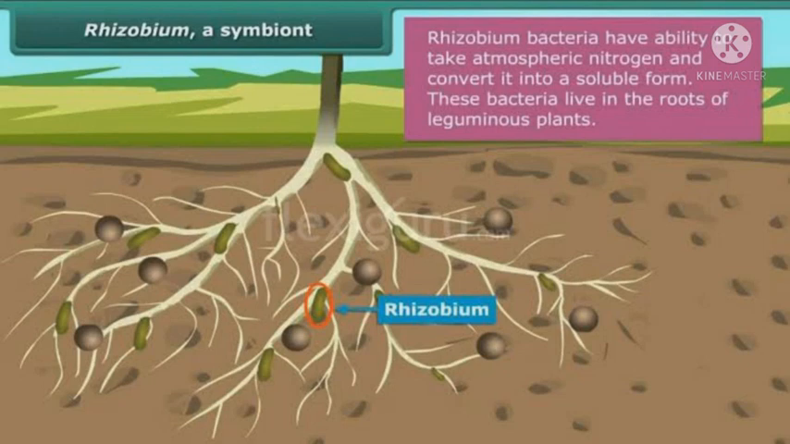The bacterium called rhizobium, which lives in the roots of leguminous plants like grams, peas, beans, etc., converts nitrogen from the air into soluble form in the soil and makes the soil rich in nitrogen. In return, the plant provides food and shelter to the bacteria. So they have a symbiotic relationship.